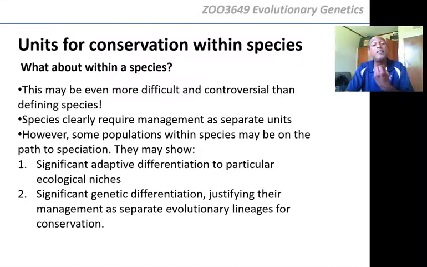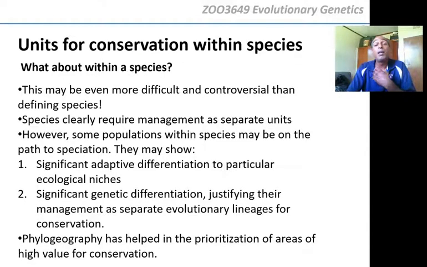They are significantly different. So phylogeographic studies, like we studied in the previous lectures, can help prioritize these areas, because phylogeographic studies look at gene trees for one species across its range, and they look at the patterns of how the gene trees, how the populations are related to each other, okay?